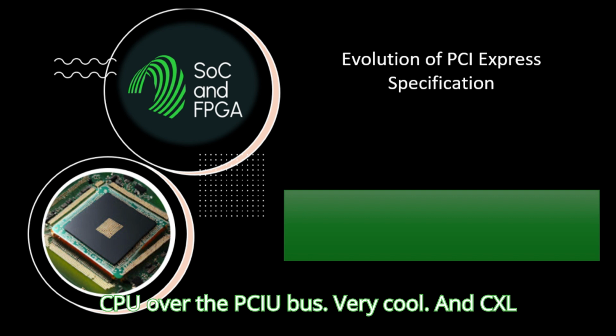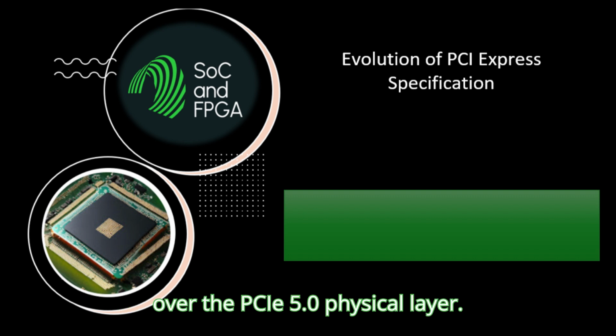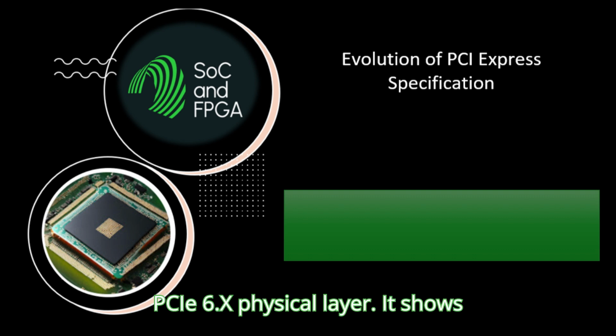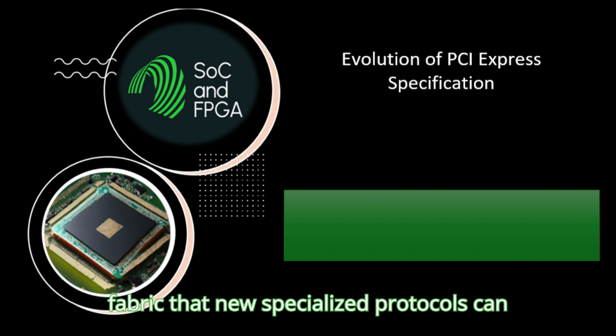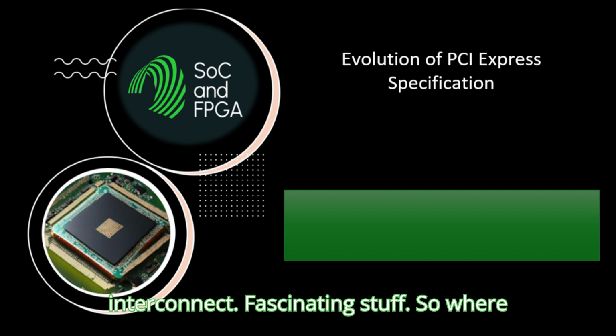Very cool. And CXL versions are tied to PCI versions. They are. CXL 1.1 and 2.0 were designed to run over the PCIe 5.0 physical layer. CXL 3.0 and 3.1 leverage the faster PCIe 6.x physical layer. It shows how PCIe is becoming this foundational fabric that new specialized protocols can build upon. It's not just for peripherals anymore. It's becoming a more universal interconnect.